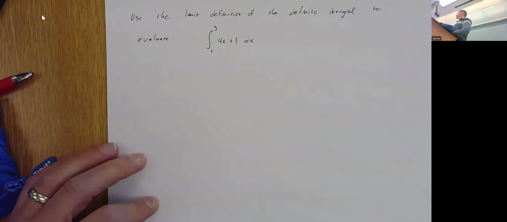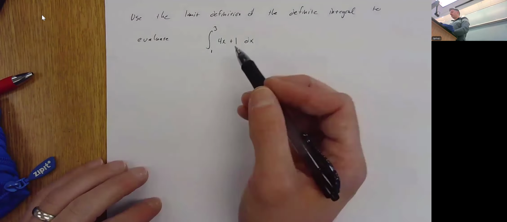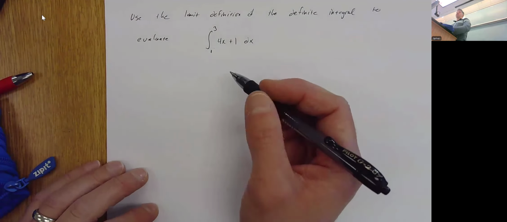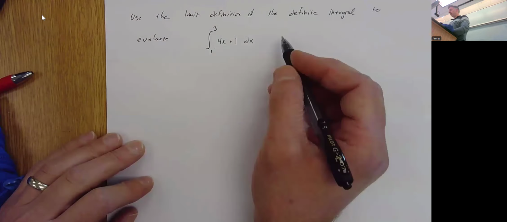Definite integrals represent areas under curves. There's actually a little bit more to it than just an area under a curve. It's like a net area under the curve above the x-axis, but okay. And whereas an indefinite integral represents a function, an antiderivative. So we'll get there eventually. So we're going to evaluate this.